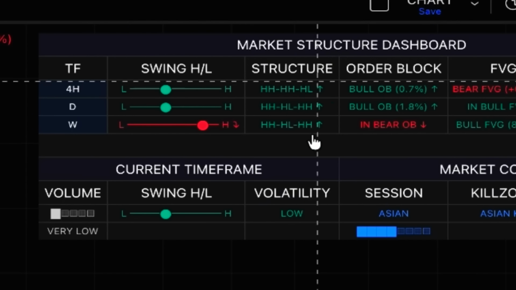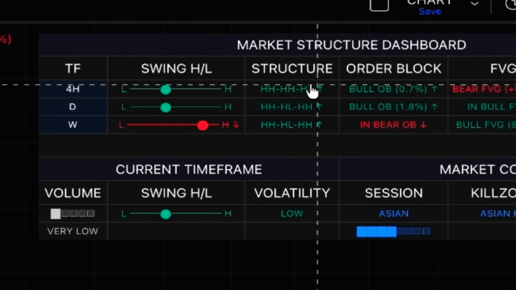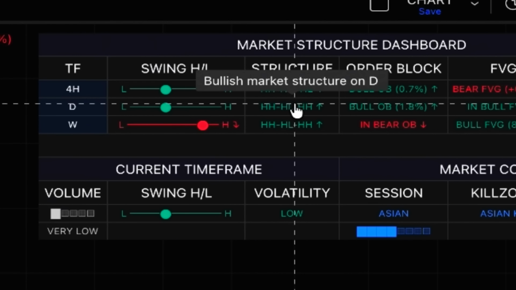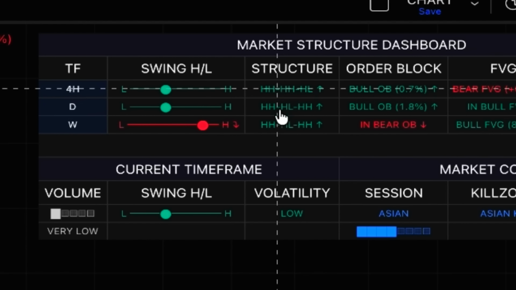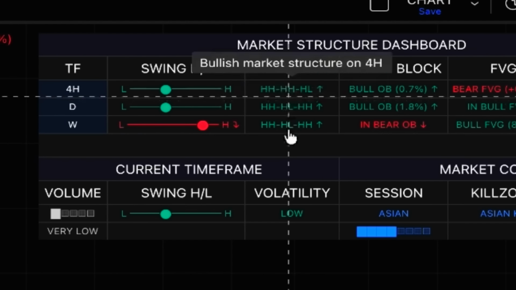Here in this column, they are shown for different time frames. For example, on 4 hours time frame, it's a bullish market structure. On daily time frame, similarly bullish market structure, and weekly time frame, also bullish market structure. The identified patterns of higher highs and higher lows are also shown here, as you can see.